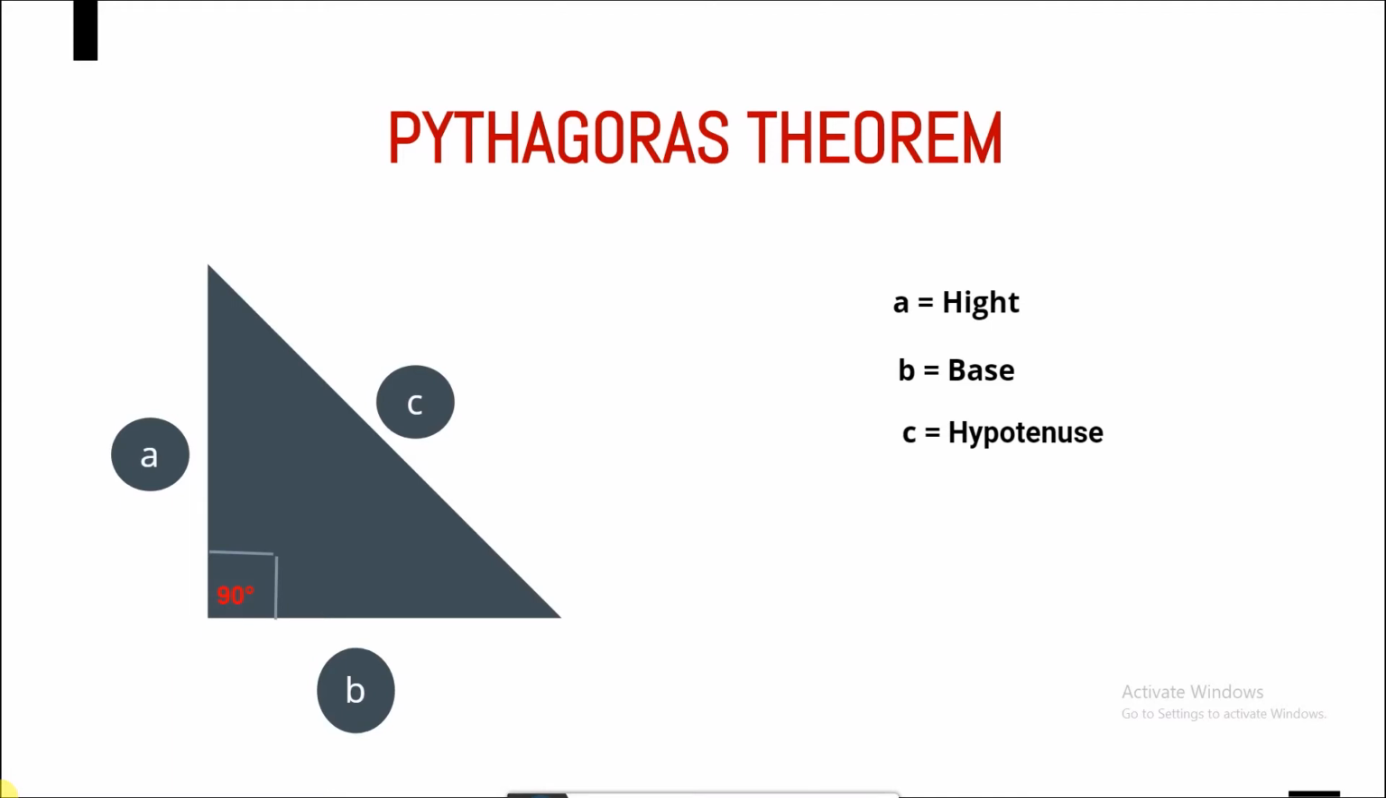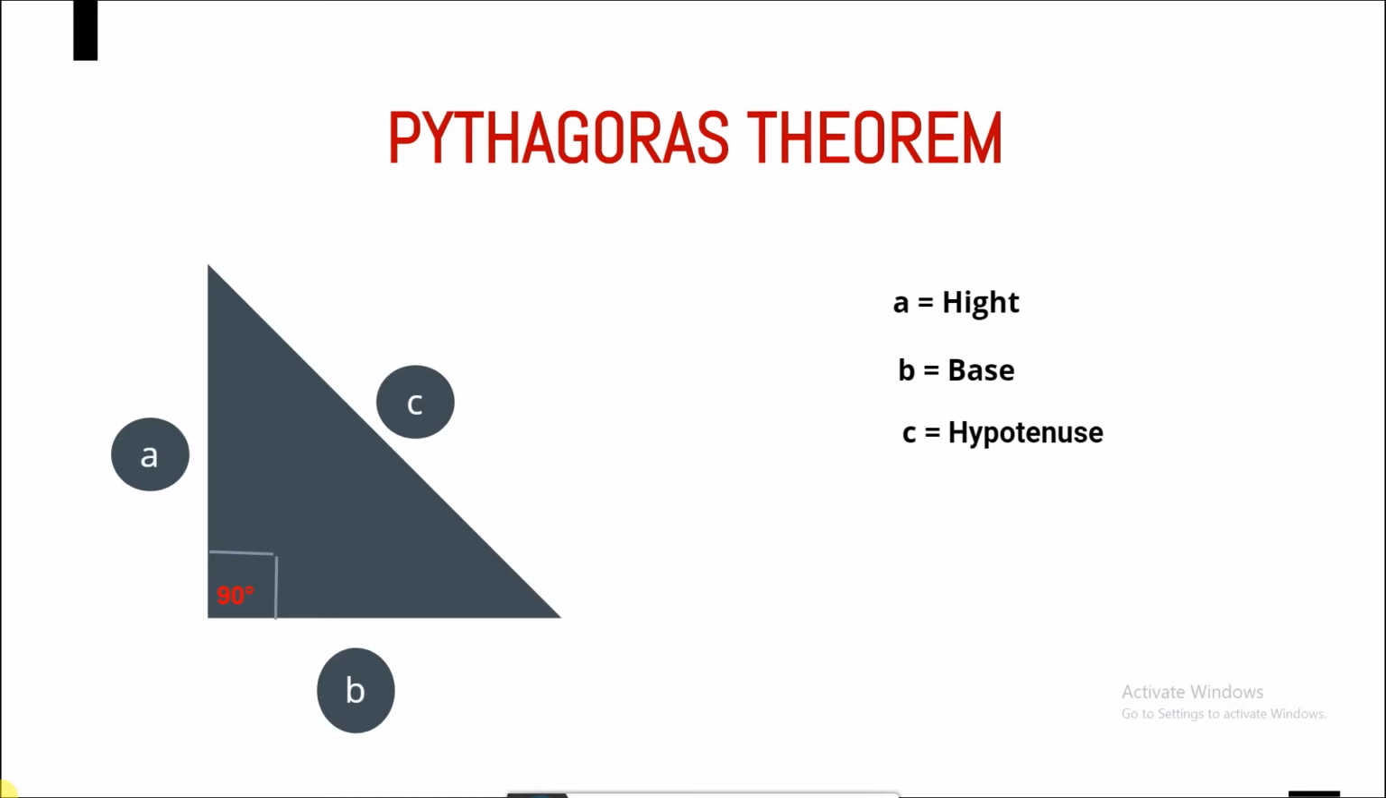Concept of Pythagoras theorem. We use the concept of Pythagoras theorem to solve questions on directions. The definition of Pythagoras theorem is: in a right angle triangle, the square of the hypotenuse is equal to the sum of the squares of the other two sides.